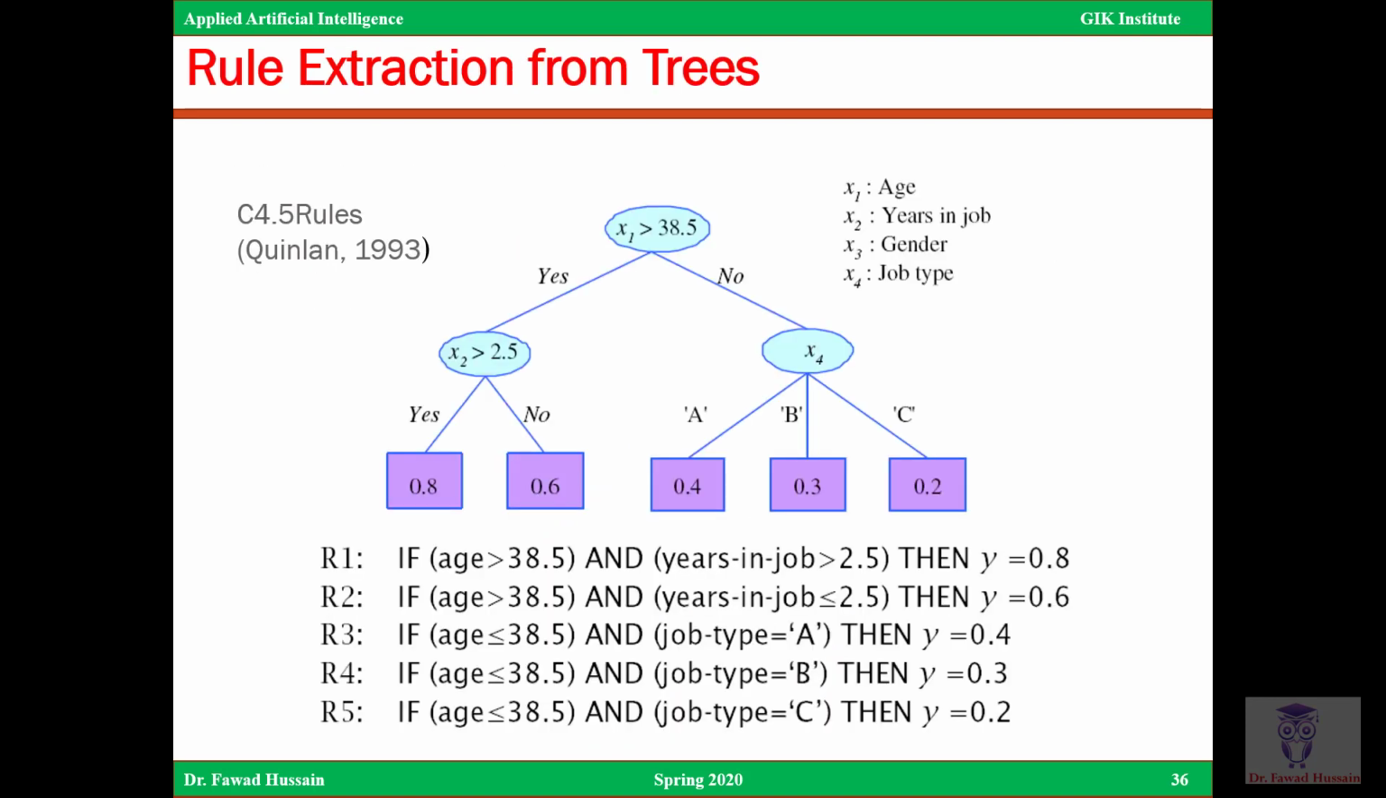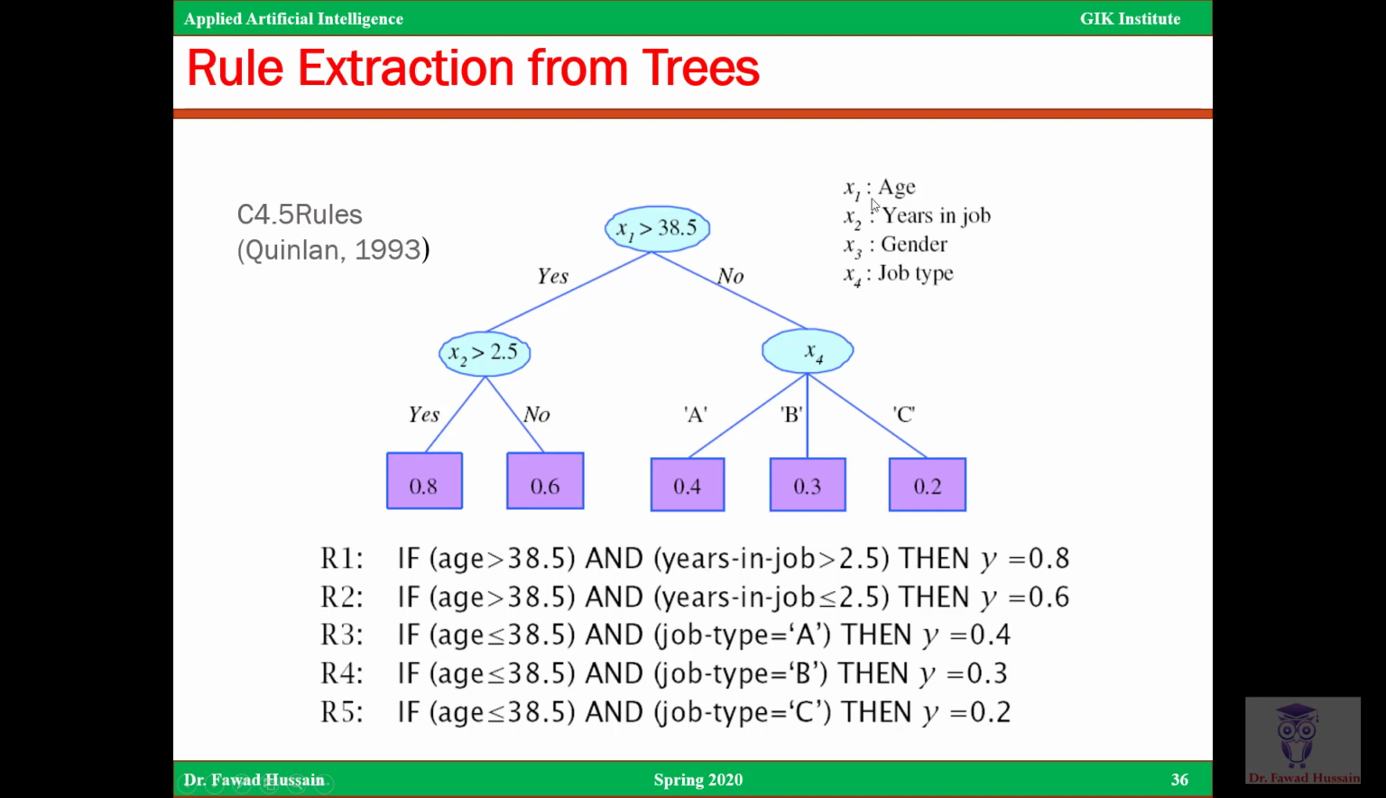So once a tree is made, the final thing that we need to do is generate rules from those trees. If I have a tree here, x1 is the age of a person, x2 is the years in their job, x3 is the gender, and x4 is the job type. Suppose I have built this tree, now what I do is I make a rule out of it.